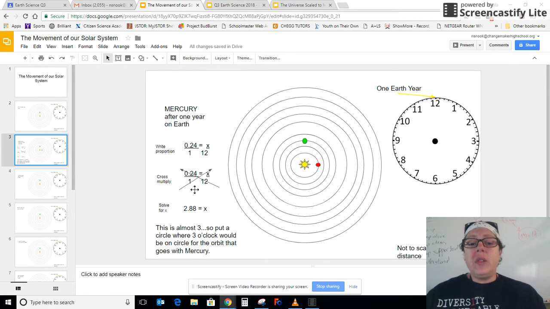Whenever you see a fraction with an equal sign in between the two and you're solving for X, you cross multiply. You should get this in your calculator: 2.88 equals X. And what that means is that for every 1 time that the Earth has gone around and made it back to 12, Mercury is almost at 3 o'clock. So if you imagine the orbit as the face of the clock, you should put your dot for Mercury about at 3, which is where I have it. 3 o'clock is located right here, and that's where I have it on here.